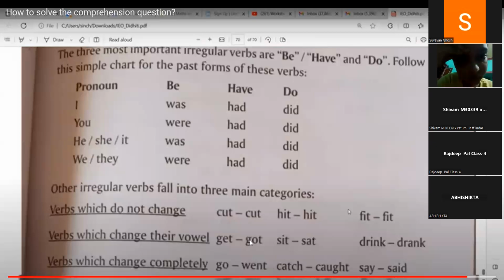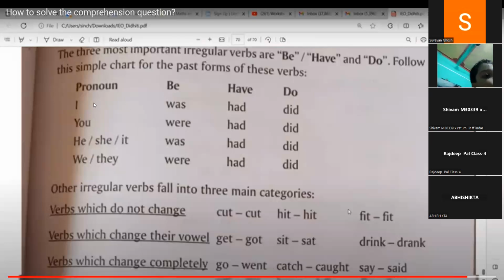Rajdeep, can you unmute yourself and give me an example with I and was? Okay, have you all understood that for the pronoun I, we use was? Yes, tell me, Rajdeep. I was playing with my friends.